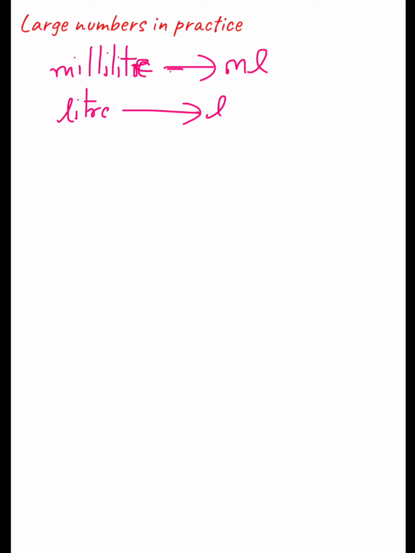Now the next one is liter. You know that the capacity of your water tank, etc., will be in liters. It will be 1000 liters or 500 liters, etc. So these are the two units of capacity, milliliter and liter. Now let's see their relation.